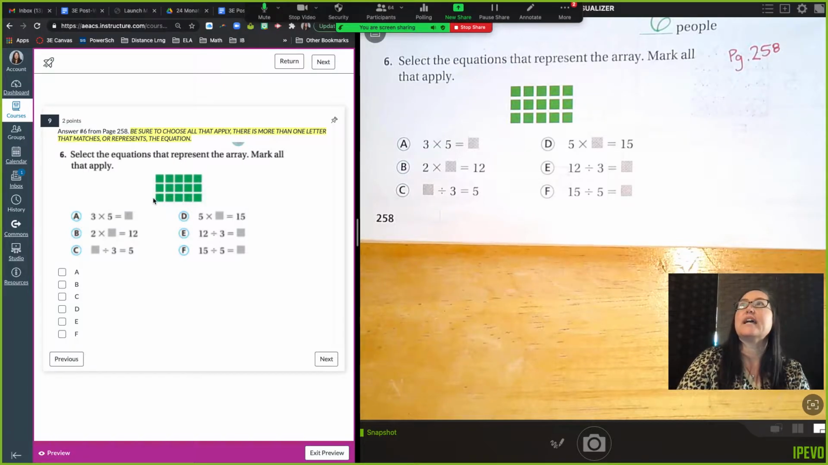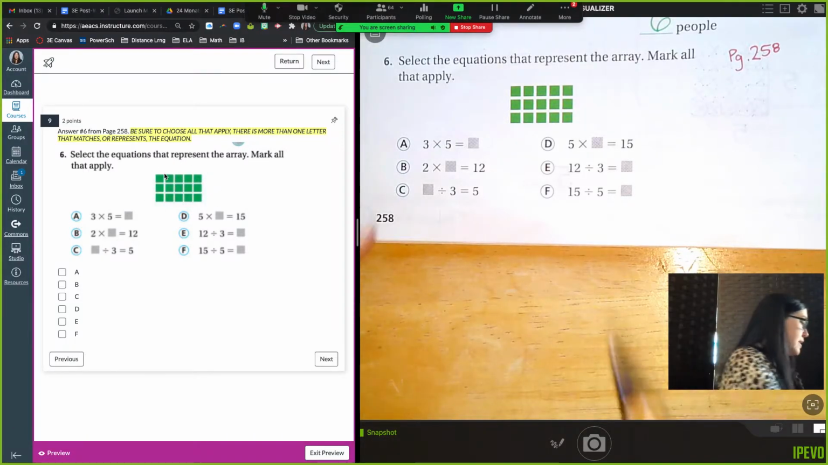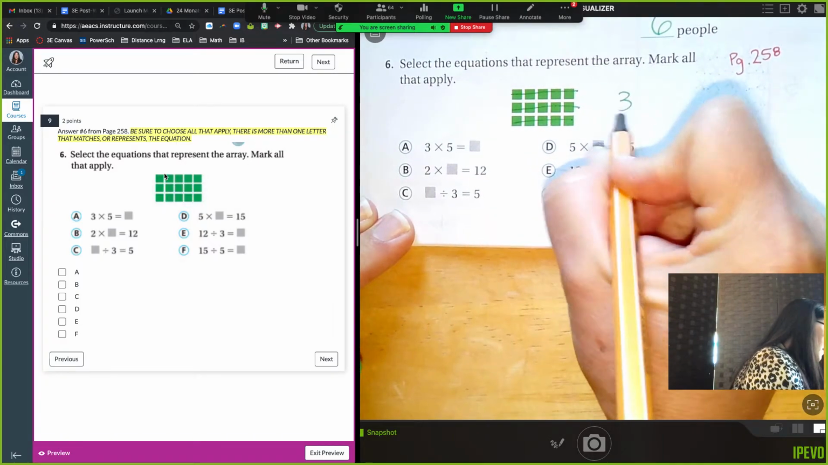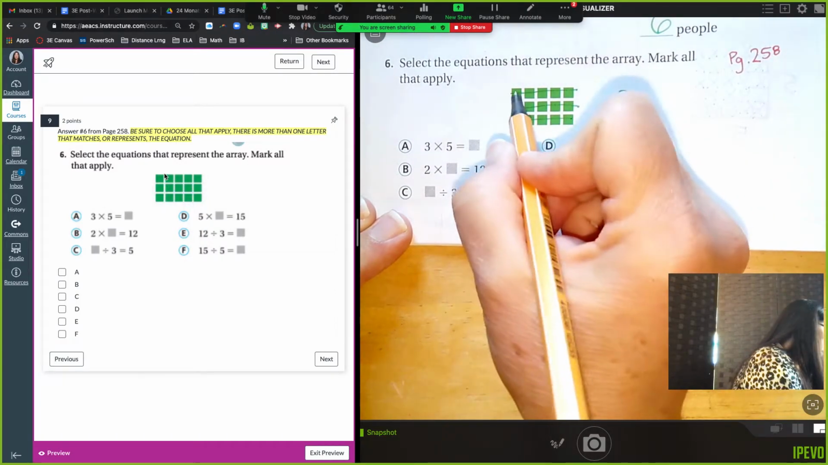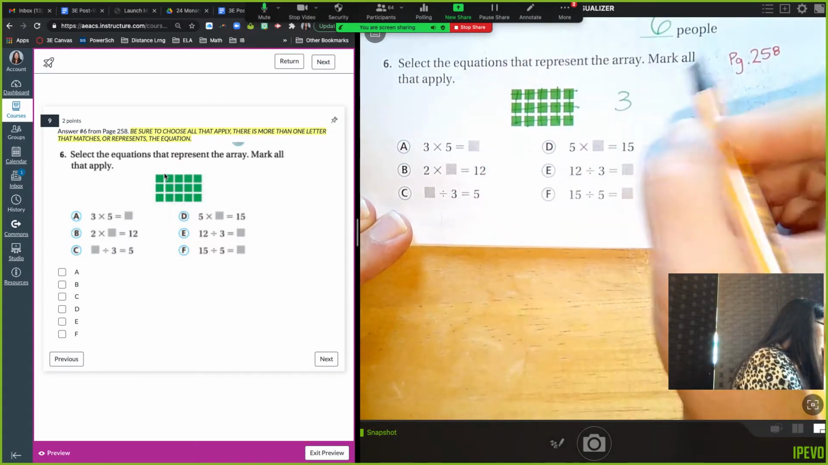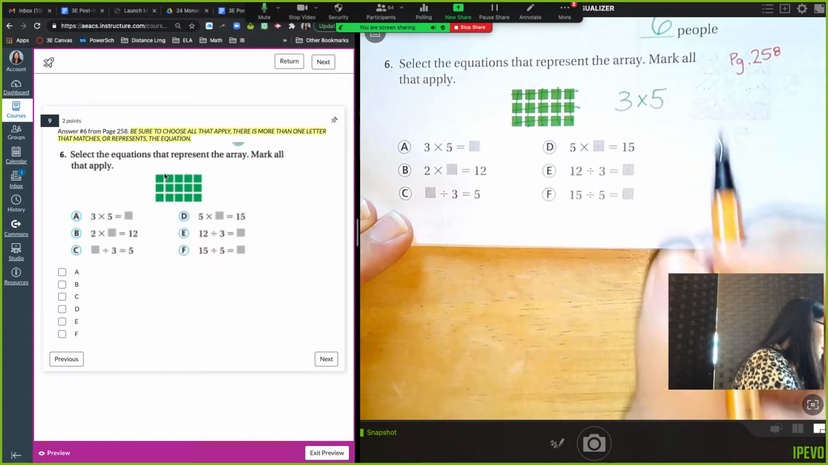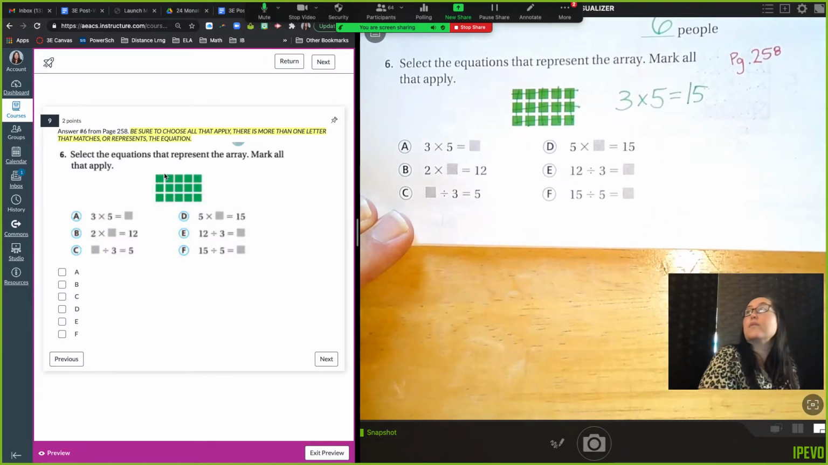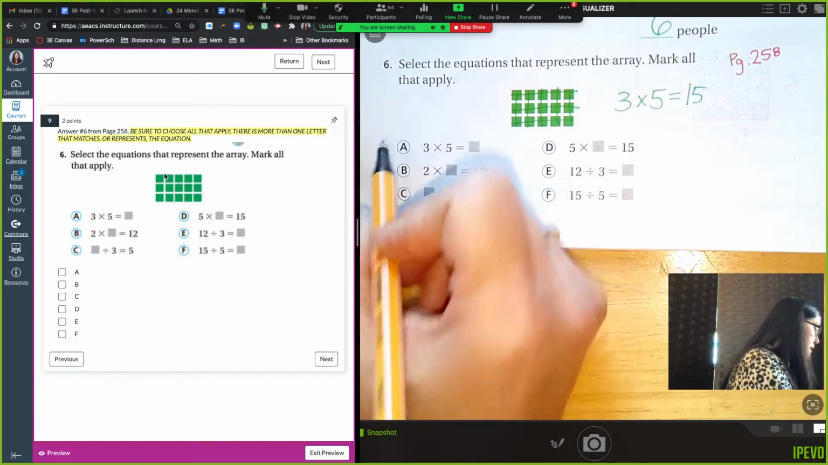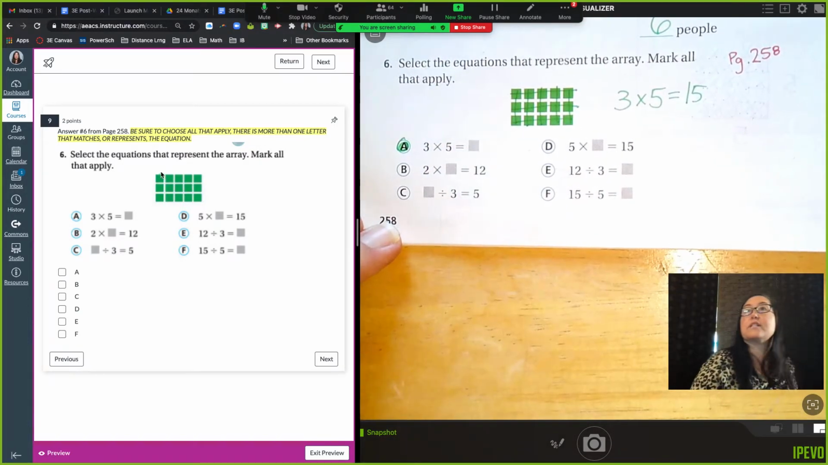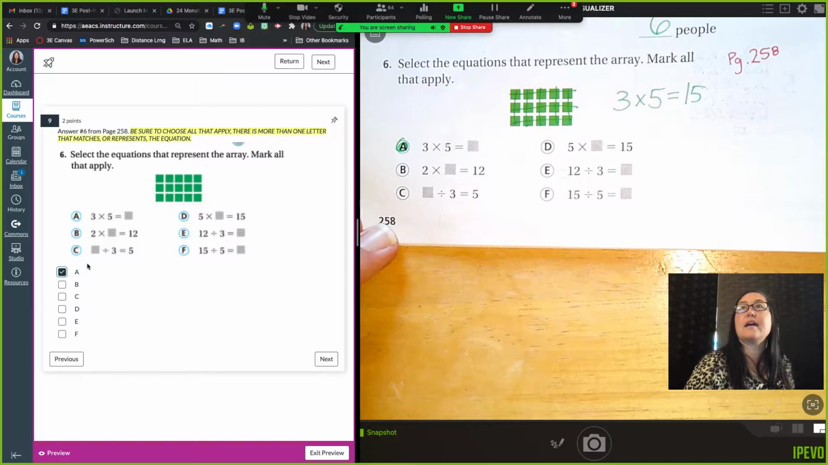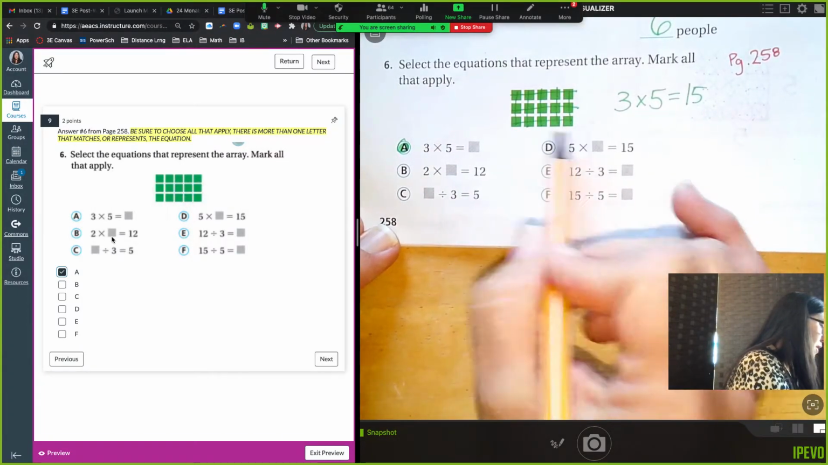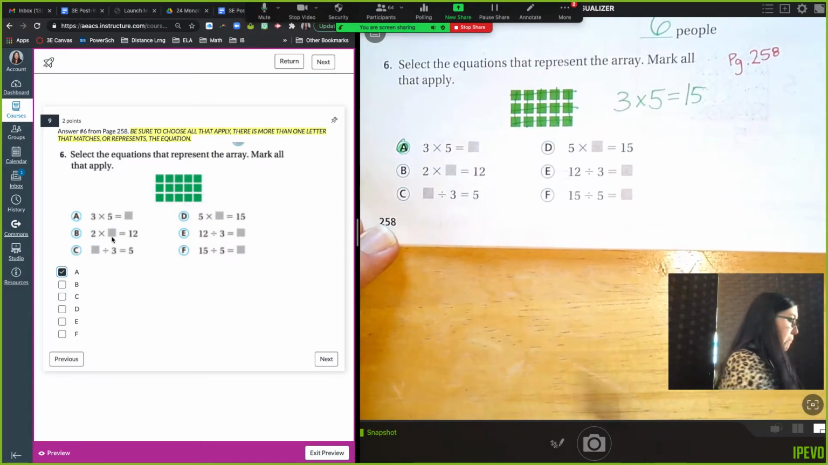So we have to look at this array, and I see 3 rows, and I see 1, 2, 3, 4, 5 columns. I know this array could represent 3 times 5, and that would be 15 total, right? Do I see 3 times 5? I do. I see A is 3 times 5, so I can click A as an answer choice. B, 2 times 6. Are there 2 rows of 6 here? No.